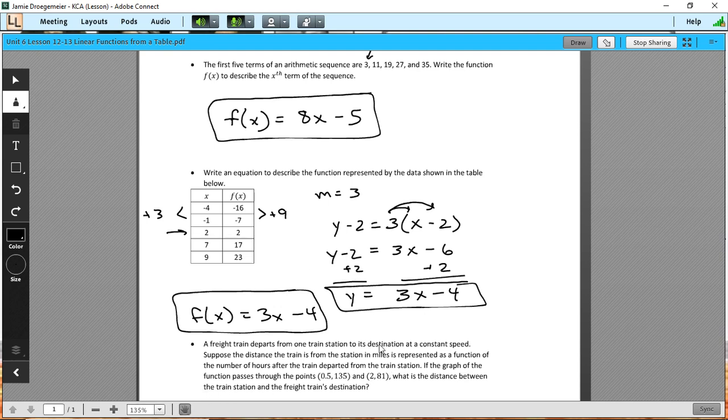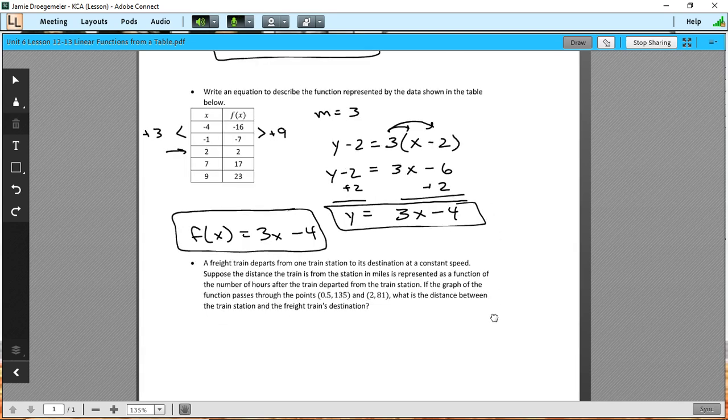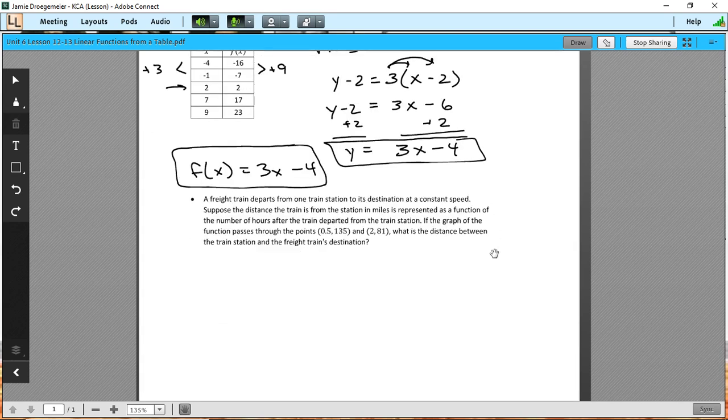All right, last one here says a freight train departs from one train station to its destination at a constant speed. Suppose the distance the train is from the station in miles is represented as a function of the number of hours after the train departed from the train station. All right, and so if the graph of the function passes through these 2 points, 0.5, 135, and 2, 81, what's the distance between the train station and the freight train's destination?